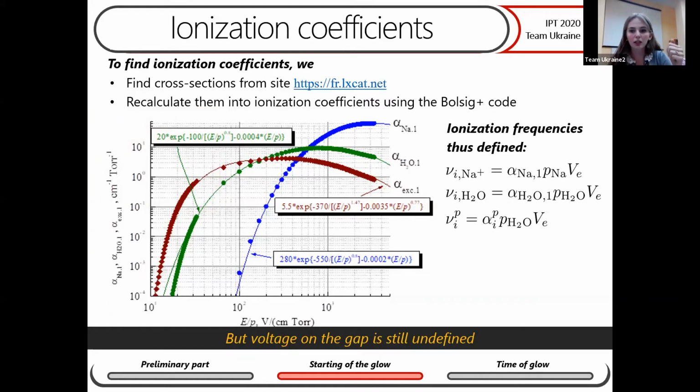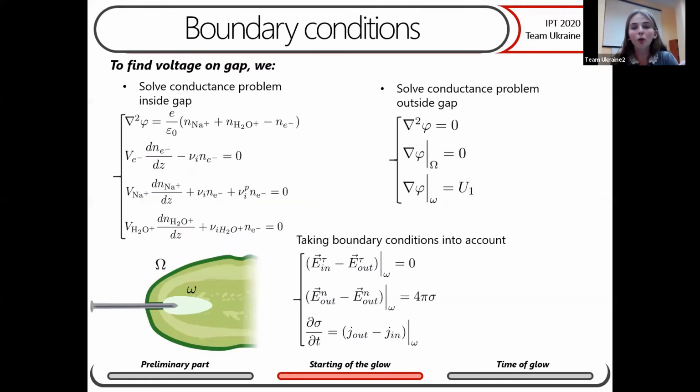the dependencies of the first Townsend coefficient for ionization we obtained using the Boltzmann plus code, and we find the cross section from the Alex cat side. But the voltage is still undefined, and we need to find the voltage on the gap. To find the voltage on the gap's border, we solve the conduction problem inside and outside the gap, taking the boundary condition into account.